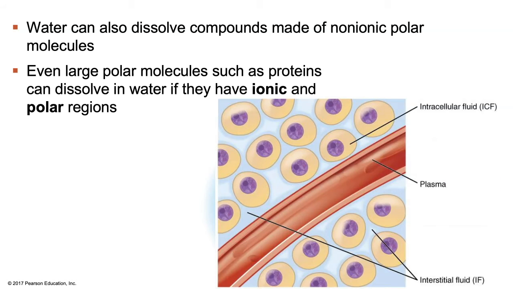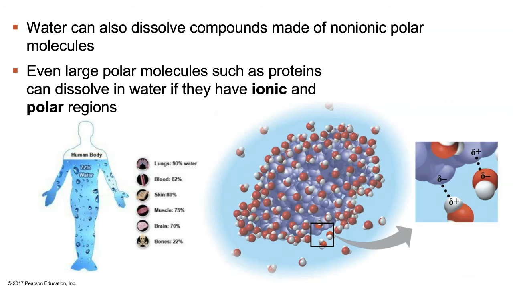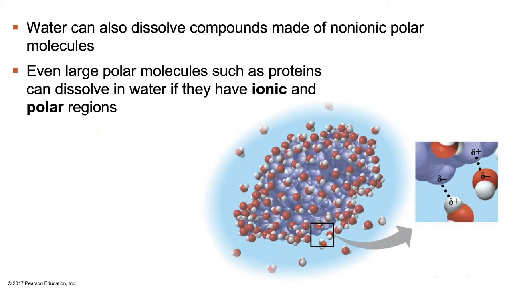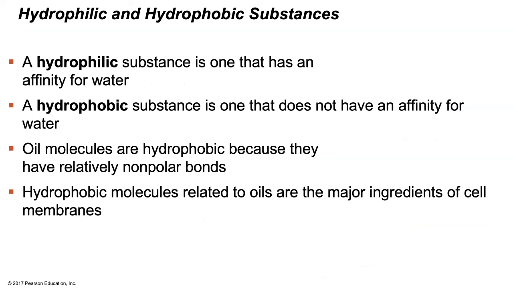And this makes sense, right? What is the majority of your intracellular fluid and blood made of? Water. We are 71% water. Our proteins need to be able to dissolve in our body. Remember, like dissolves like. Even large polar molecules, such as proteins, can dissolve in water if they have ionic and polar regions. This brings us to a very important concept in cellular physiology, which is hydrophilic and hydrophobic substances.